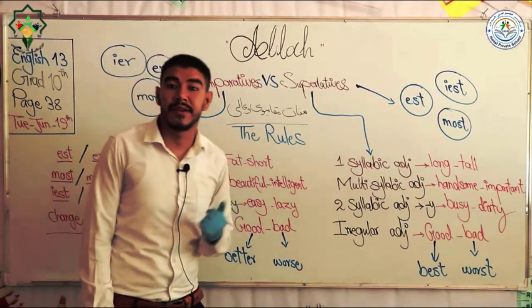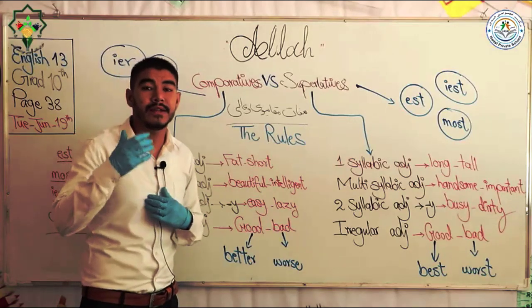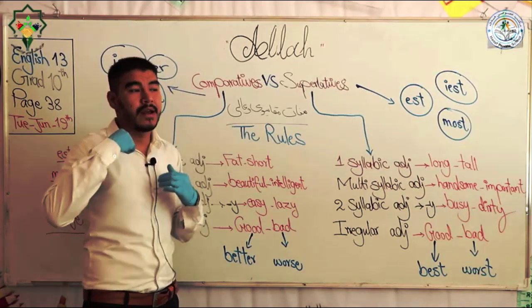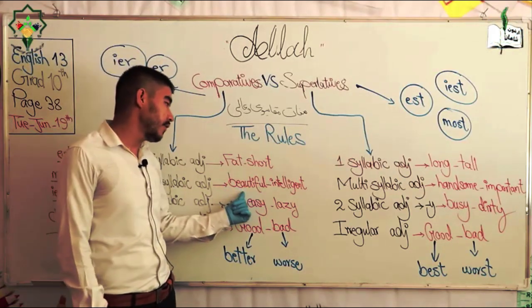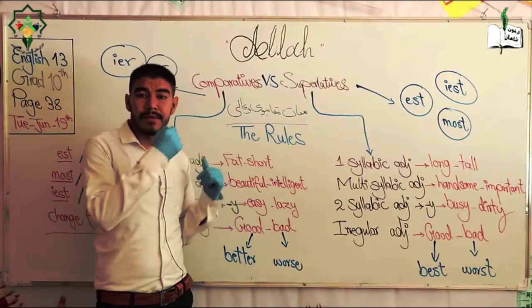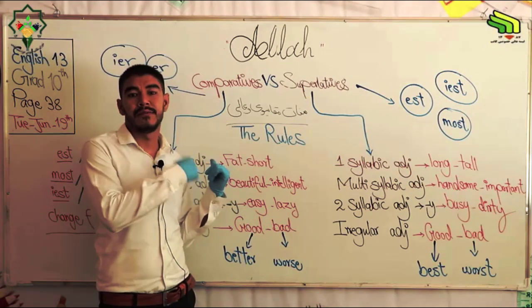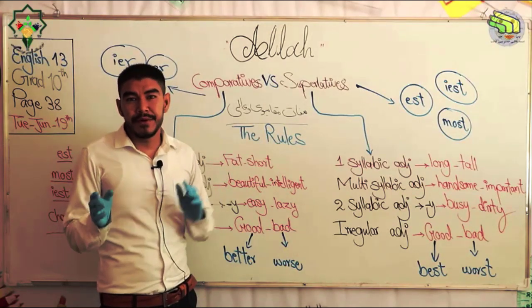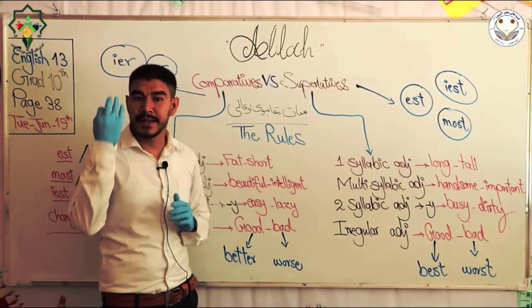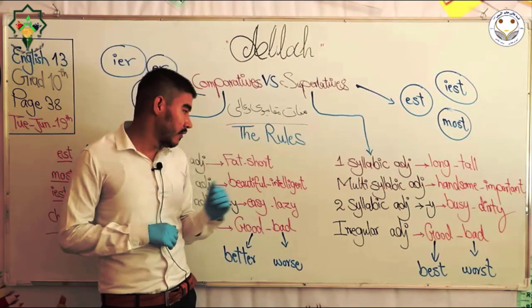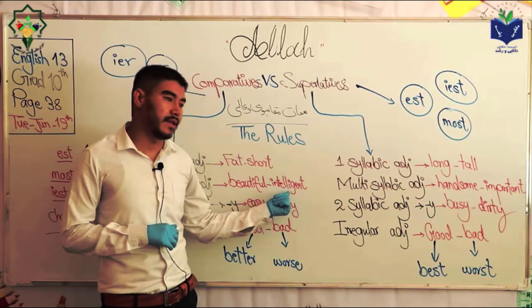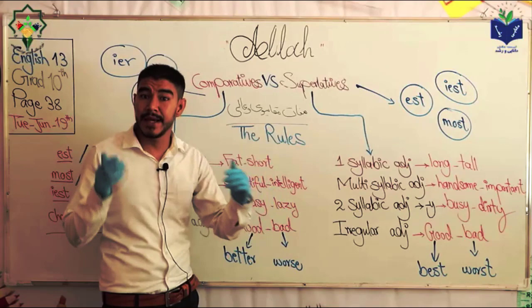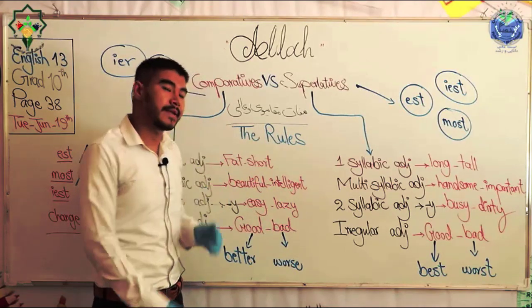صفات چندین سیلابل. اون صفاتایی را میگن که دارای چندین سیلابل باشد. For example, beautiful. It has multisyllabic or multisyllable adjective. For example, beautiful. It has three syllables. Or for example, intelligent. Intelligent. It has three syllables.